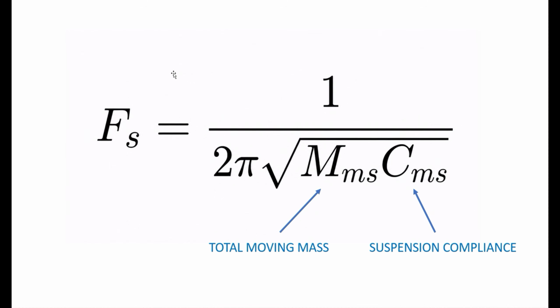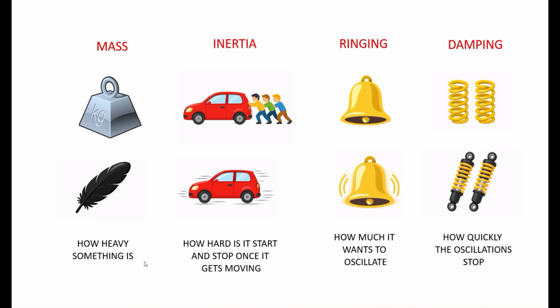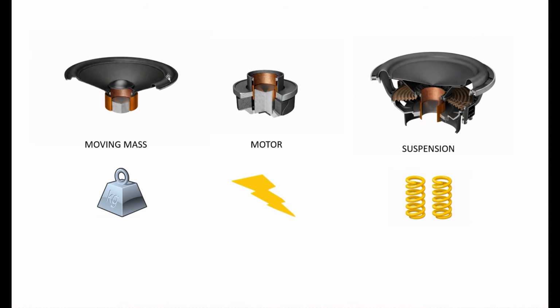So to understand FS, we need to understand a term called resonance. And to understand resonance, I need to share a couple of terms with you and explain what they look like when we're talking about speakers. Mass is an easy one. It's basically how heavy something is. When we're talking about a speaker, we're talking about the speaker's moving mass and how heavy that moving mass is. Some speakers have a lot of cone area, big voice coils, heavy suspension, and so they'll have a heavy moving mass. Other speakers, clearly smaller, with lightweight materials, will have a lighter moving mass.